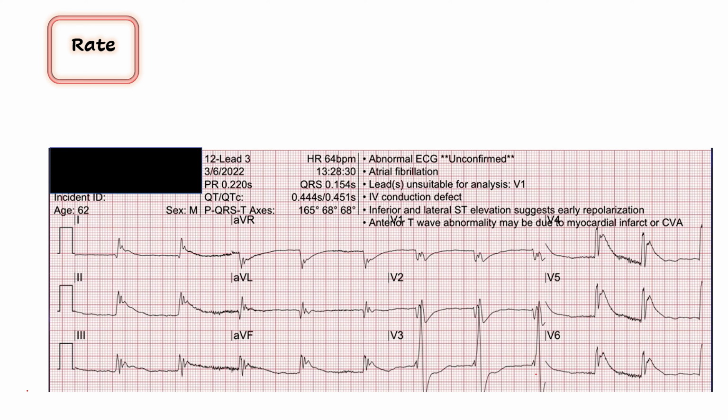We'll try to read this like we do every single time. So we'll start with our rate. Computer's saying the rate is 64. I usually look for a QRS that matches up with a broad, thick red line, and then we count down. So 300, 150, 100, 75, 60, right around 60, 64. I agree with the computer. Looks good.